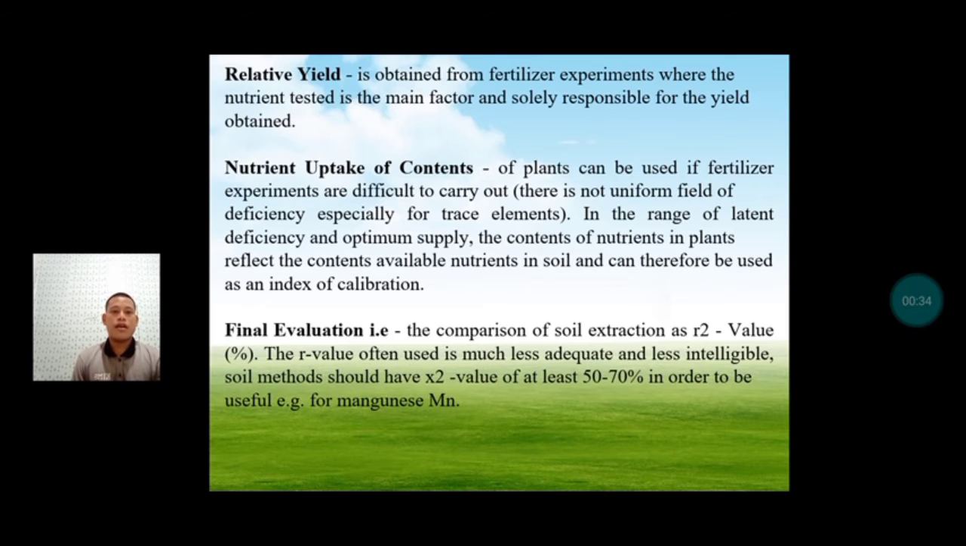Nutrient uptake or content of plants can be used if fertilizer experiments are difficult to carry out. There is not a uniform field of deficiency, especially for trace elements. In the range of latent deficiency, the optimum supply and content of nutrients in plants reflect the content of available nutrients in soil and can therefore be used as an index of calibration.